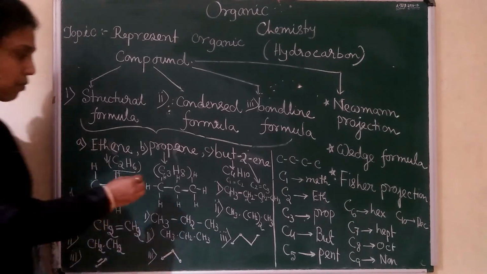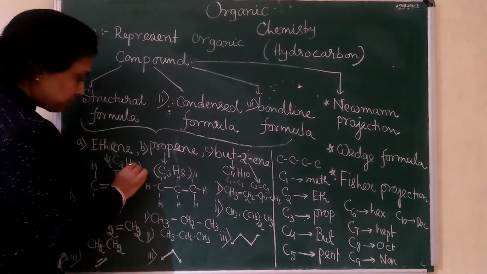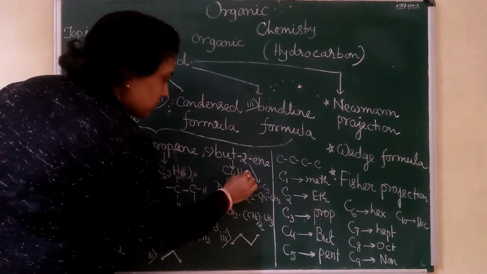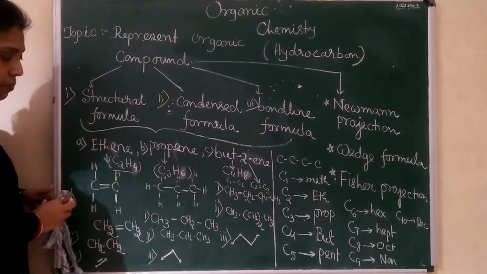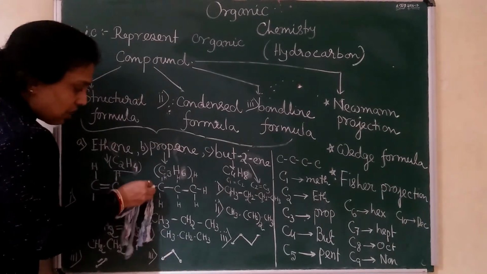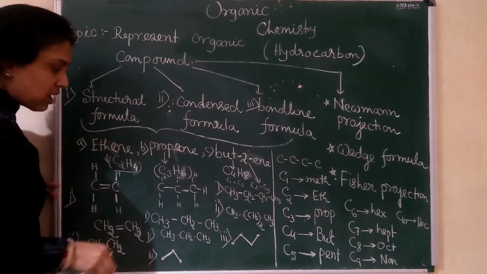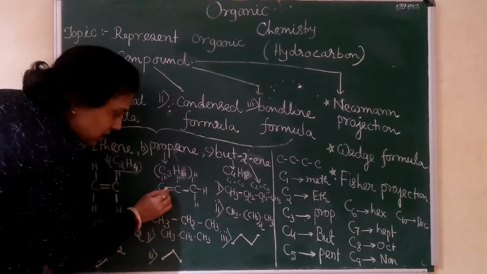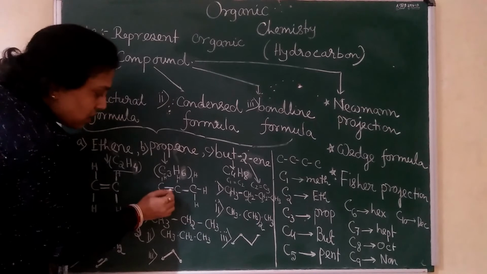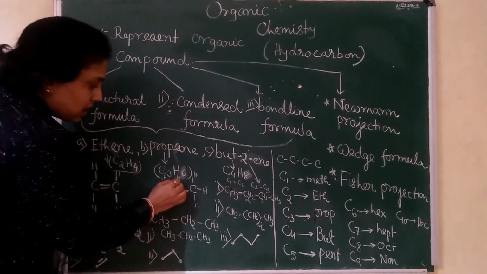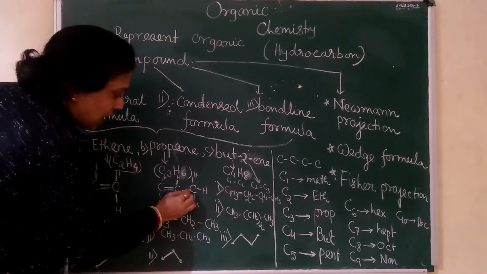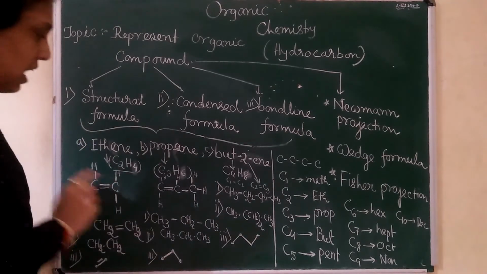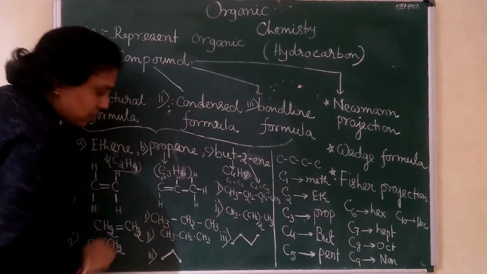Now next one is propene. The formula will also change. So now what will happen? In the propene structure, you have to reduce hydrogen. This is one hydrogen I have reduced, and this is one hydrogen I have reduced. So 1, 2, 3, 4. You have to always check whether the 4 hands are satisfied or not. Carbon should have 4 hands. So you have to check that the hands are satisfied.